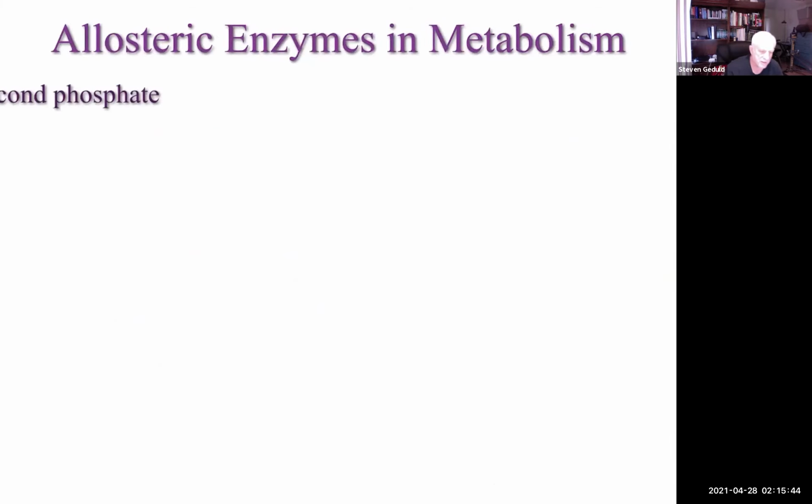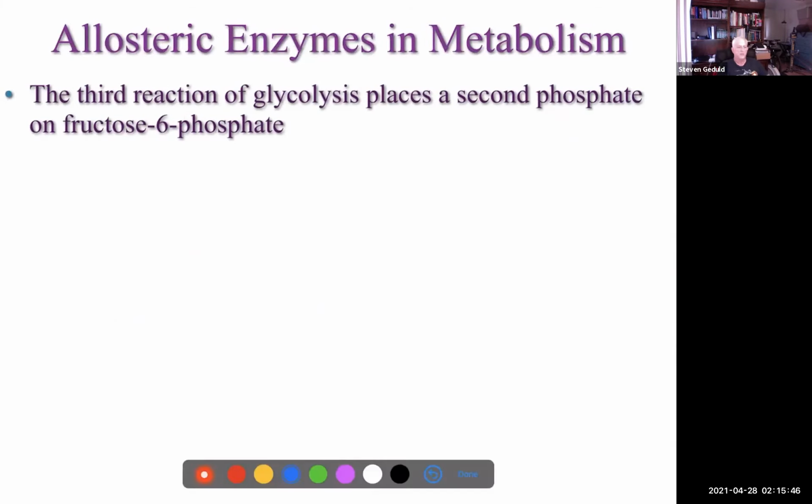Okay, allosteric metabolism. Take the third reaction of glycolysis, which we're going to study in the next chapter. Glycolysis places a second phosphate group on fructose 6-phosphate. The phosphate groups are used for energy transfer in forming ATP, adding diphosphate, adding triphosphate, and that's a storage form for energy in the body. So phosphate groups are important in how they transfer, and we're going to have to keep track of those as we learn glycolysis.